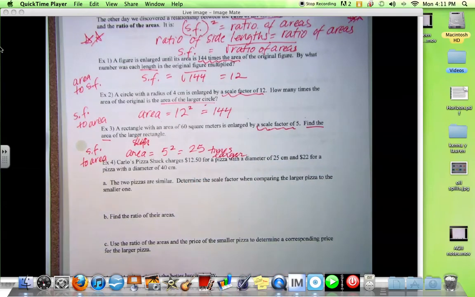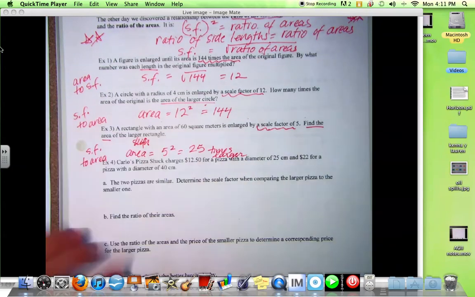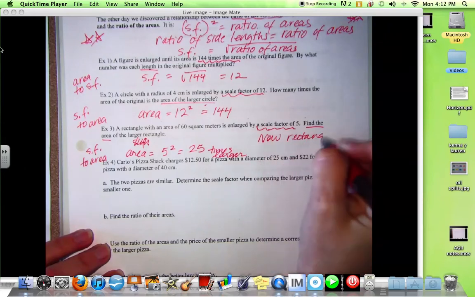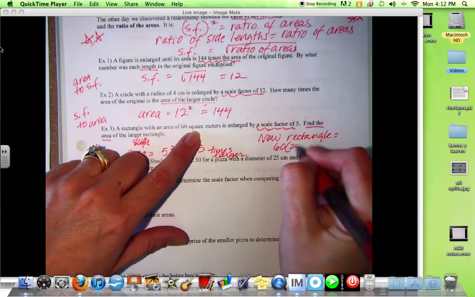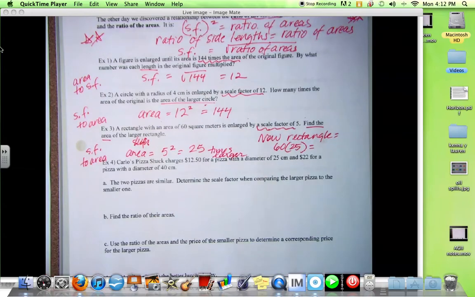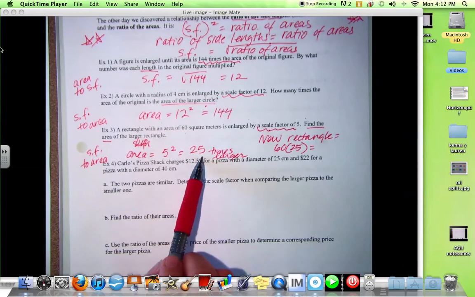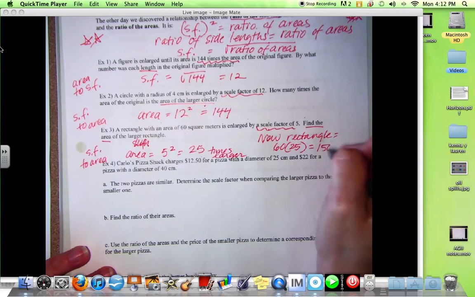And this one, we are asked to find the area of the larger rectangle. The original is 60, so the new rectangle is going to be 60 times 25. The area of the new rectangle will be 60 because that's what we started off with, and this new one's 25 times larger. 60 times 25 gives us 1,500 meters squared.